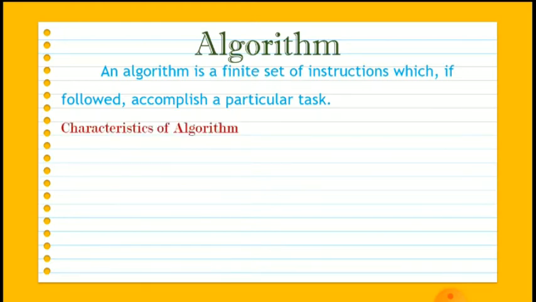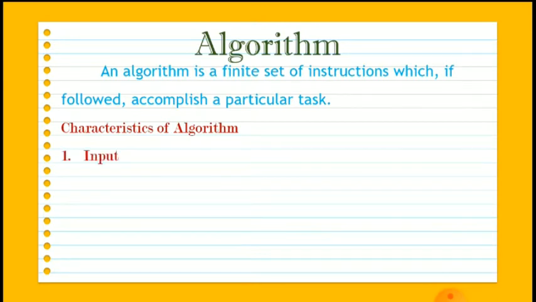So now we will see characteristics of algorithm. A well-defined algorithm has 5 basic characteristics as follows. To understand these characteristics easily, we will take the example of finding GCD of two numbers.